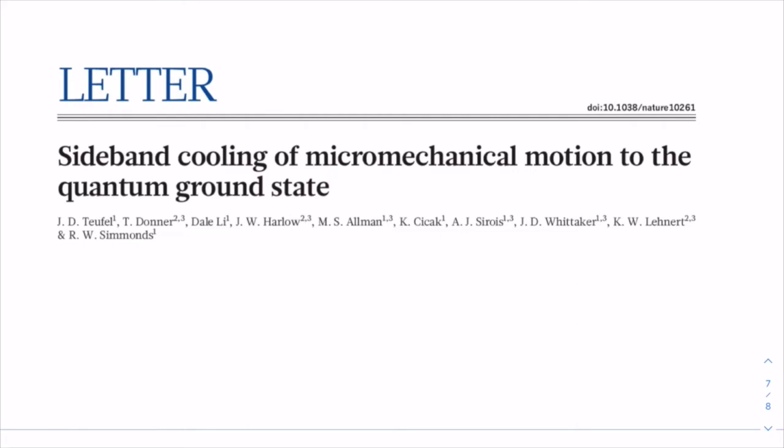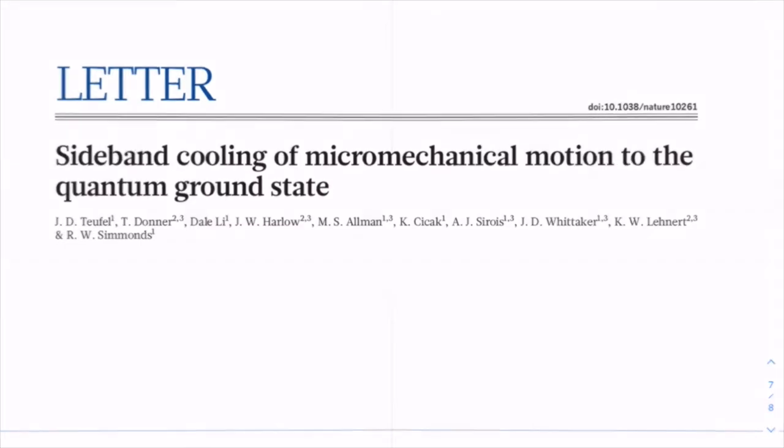So I encourage all of you to go through it, so you will have an idea about how the experiments were carried out in this laser cooling experiment, and how they were able to suppress the phonon number and nearly achieve the ground state of the mechanical oscillator.